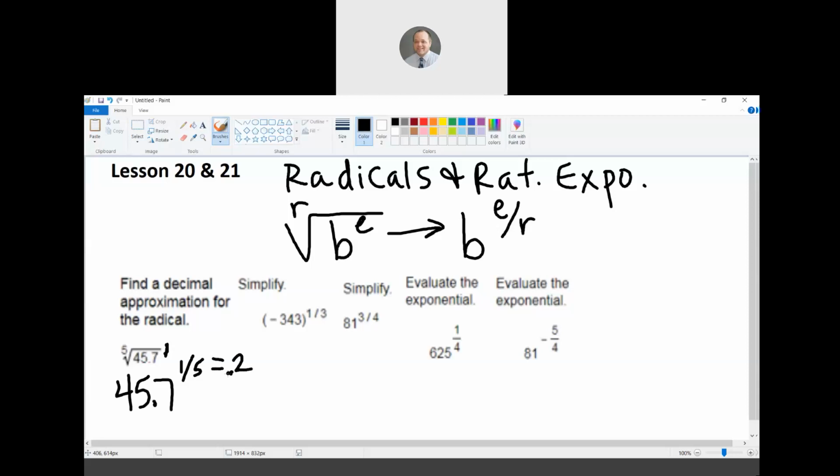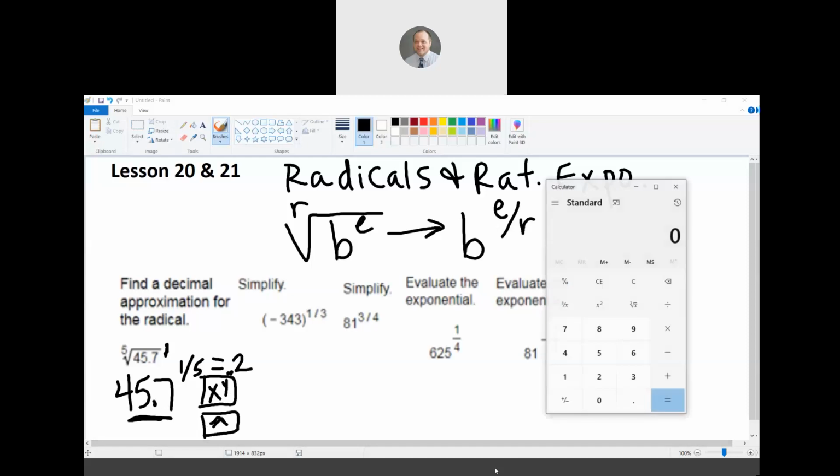Depending on what type of calculator you have, or if you use your cell phone's calculator, the exponent button may look different. You may have an x to the y key, or you may have a caret or a rooftop key. Now, for most calculators, put in your 45.7 first, and then hit your exponent key.